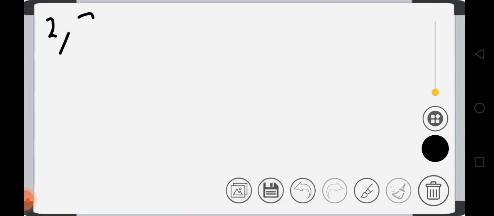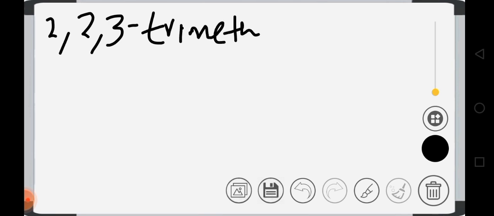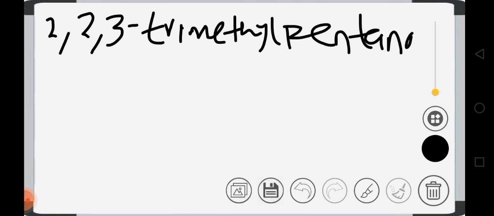2,2,3-trimethyl pentanal. 2,2,3-trimethyl pentanal. So that is the question.